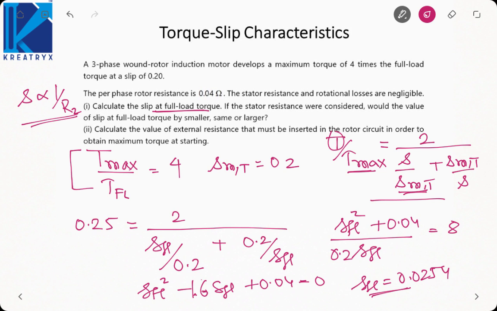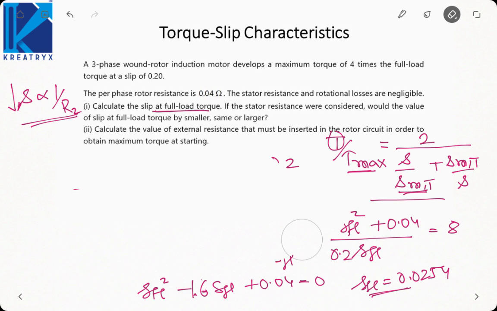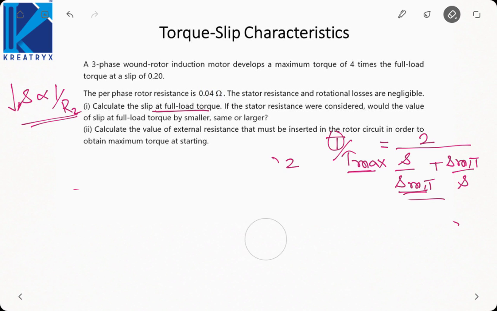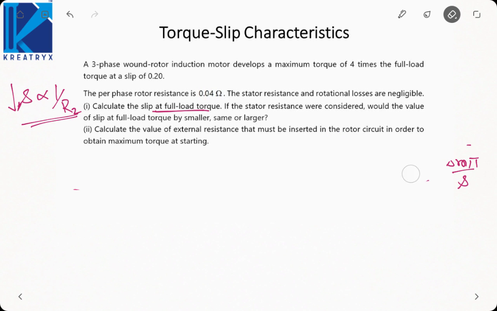So it will be reduced. Slip will be lower if you consider the stator resistance. Next it is asking to calculate the value of external resistance to be inserted in the rotor circuit to obtain maximum torque at starting. Again we are facing the same problem. It means we have to make S_MT equal to 1.